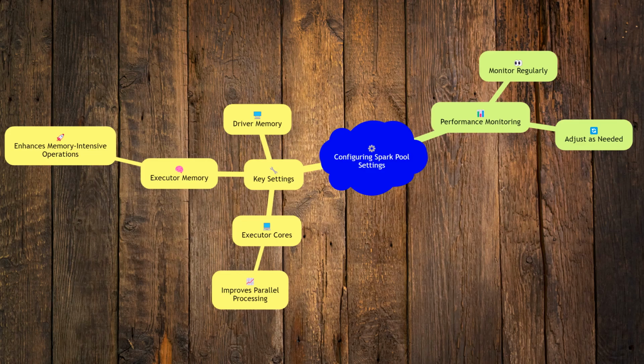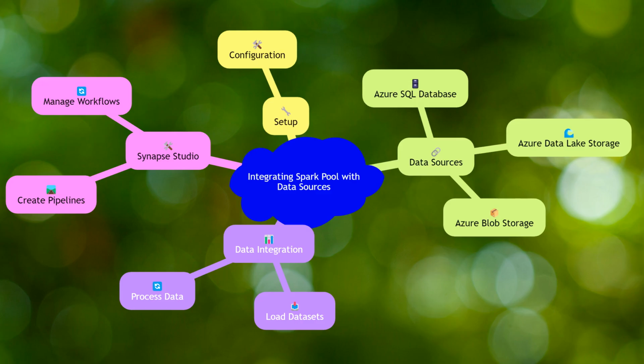After creating a Spark pool, it's important to configure its settings to optimize performance. Key settings include the number of executor cores, executor memory, and driver memory. These settings determine how resources are allocated within the Spark pool. For example, increasing the number of executor cores can improve parallel processing, while increasing executor memory can enhance the performance of memory-intensive operations. It's also important to monitor the performance of the Spark pool and make adjustments as needed to ensure optimal performance.